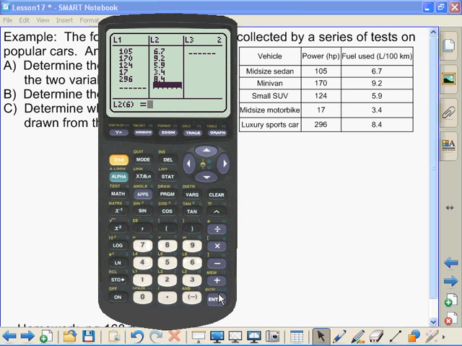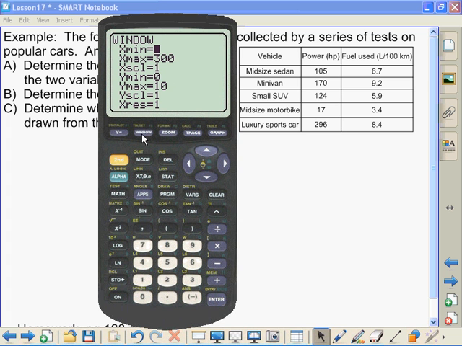This is the same as in grade 9 when you had to do graphs by hand. You had to figure out what scale. So you're using those skills. When you go to window, you look at the data, and I see that the luxury sports car goes to 296. So it's going to go from 0 to 300. I've already gone through that. And then the Y values, I'm going to go from 0, and 9.2 is the greatest, so I'm going to use 10.